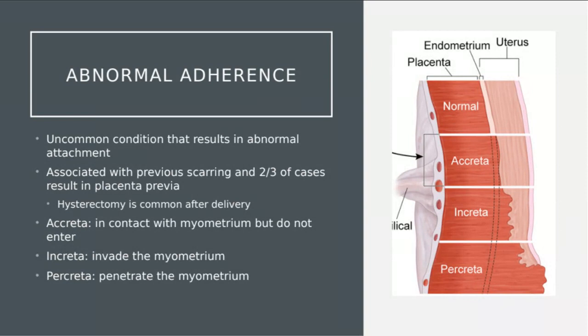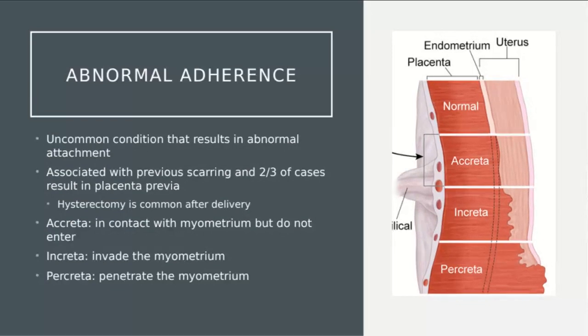But sometimes the placenta can get a little aggressive, right? And then we don't really have that separation, that decidual tissue to separate. And that's where the placenta is going to start to invade the uterine tissue, the myometrium. That is not good. We don't want that. That's not good for the mom. So now we have three categories of abnormal adherence. We have accreta, increta, and percreta.